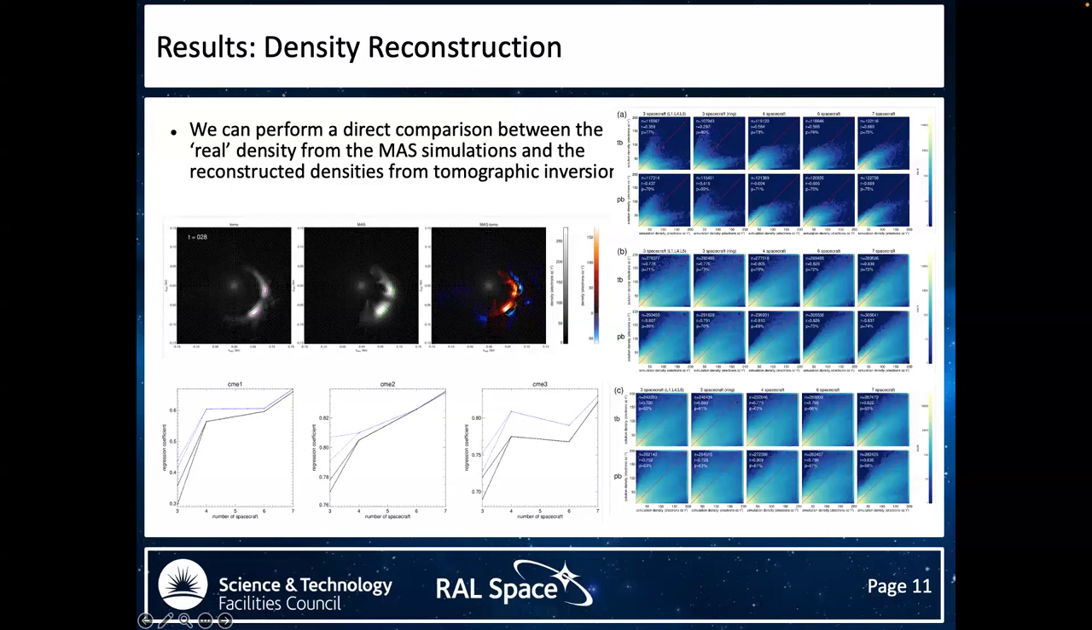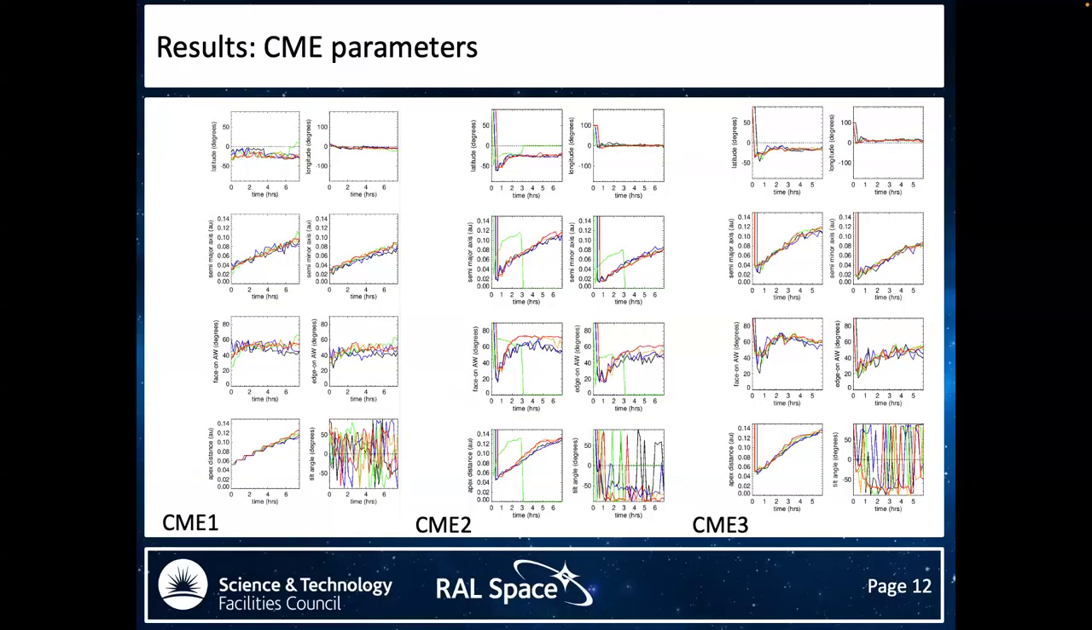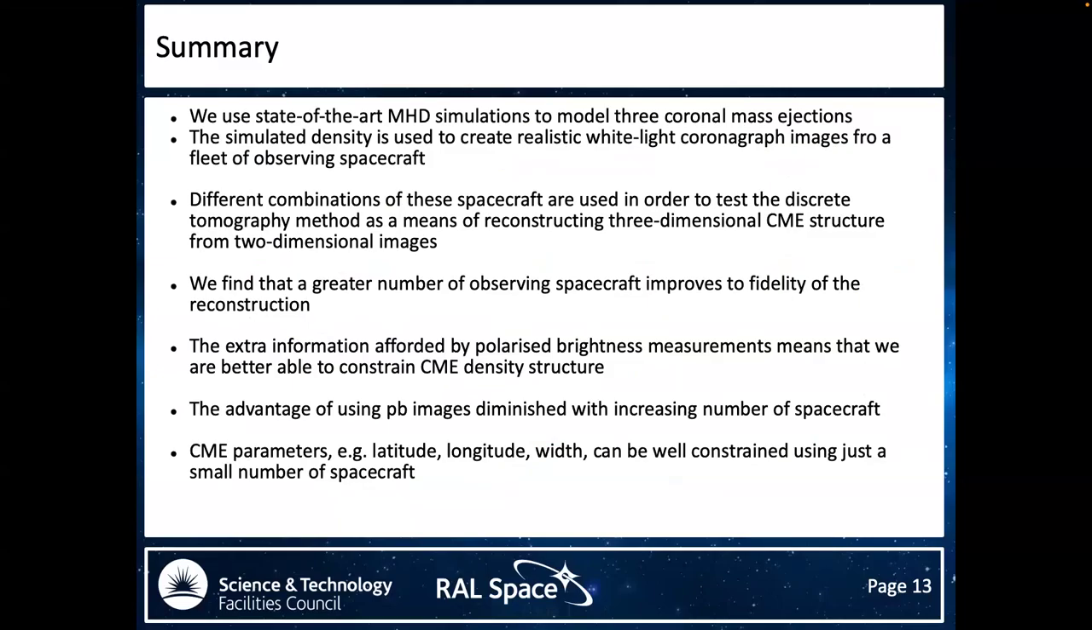I'm running out of time, so fortunately I've nearly reached the end. Basically, what this slide shows is because we're doing simulations, we know what the original density is, so we can compare our reconstructed density as a means to quantify how well the tomography method works. We just look at the difference between the density in every grid cell compared between the solution and the original. And the same conclusions as I said before. Increasing the number of spacecraft improves the result massively. Having polarized brightness measurements helps a lot, although that advantage you get from polarization diminishes as the number of spacecraft increases. I've gone over 10 minutes, so I should probably leave it there.